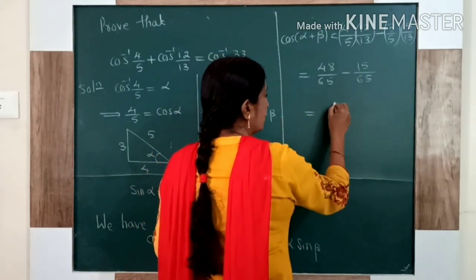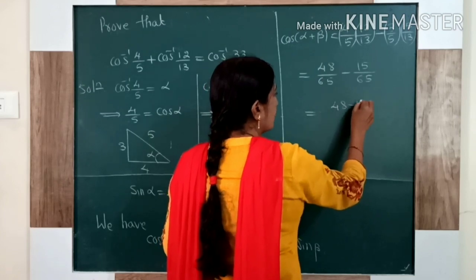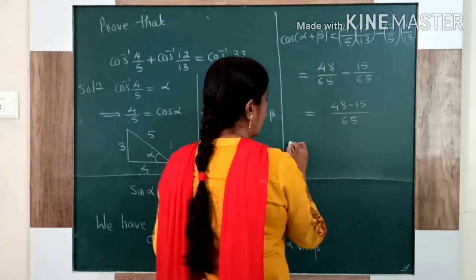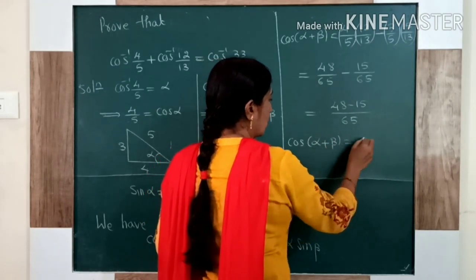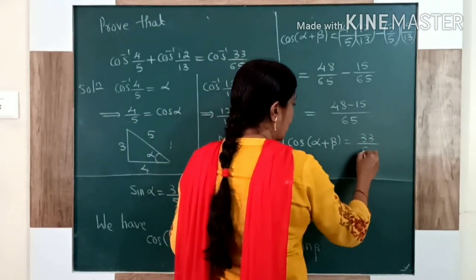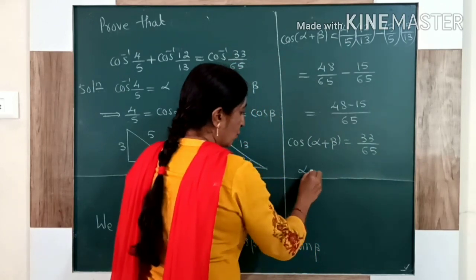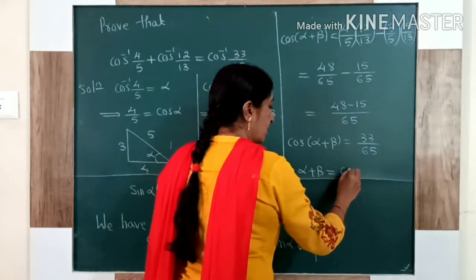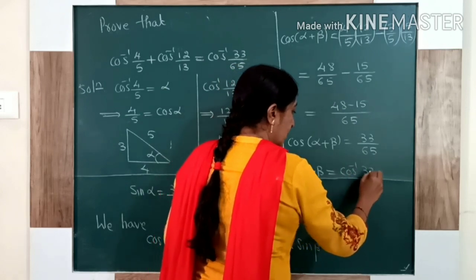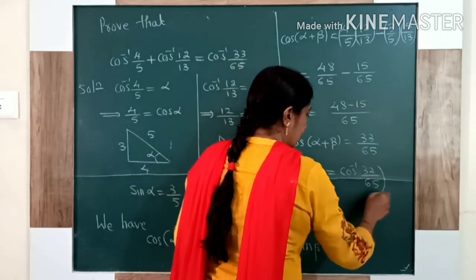Then take the LCM. LCM is 65. And you are getting cos(alpha plus beta) is equal to 33 upon 65. So what is alpha plus beta? Take only the cos part on that side, it becomes cos inverse of 33 upon 65.